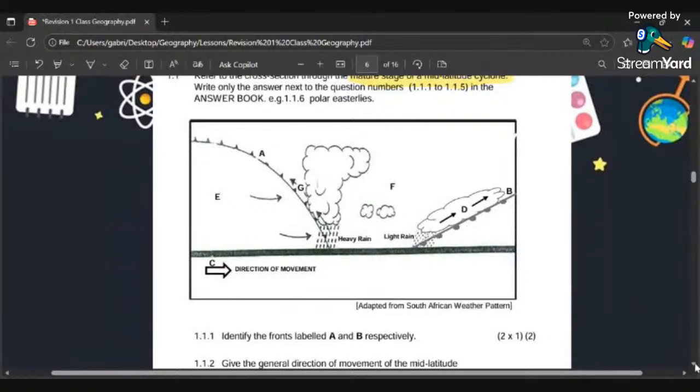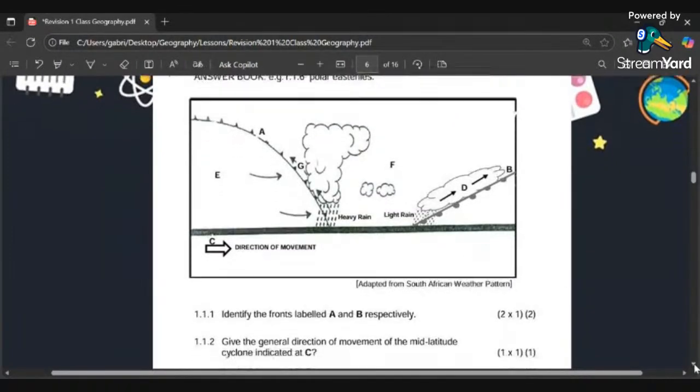And then 1.1.2 says, give the general direction of the movement of the mid-latitude cyclone indicated at C. So we know in the southern hemisphere, if they are moving from left to right, they are moving from the west towards the east. So the general direction will be from west towards the east.